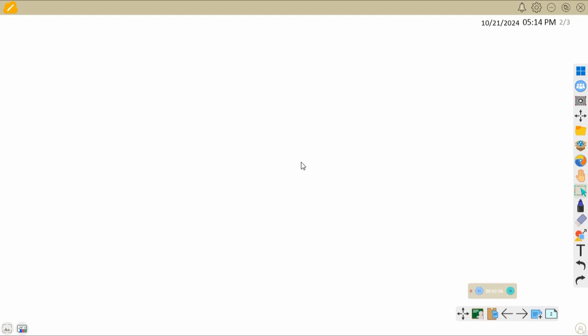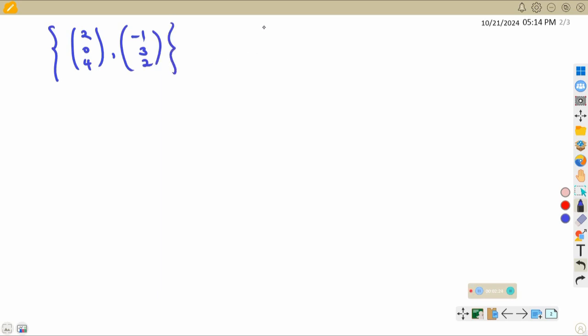So we are given the set of vectors, which we have 2, 0, 4, negative 1, 3, and 2. Then we also have 1, lambda, and 6. And they are telling us that this one here is in the span of this given set. So what does that one mean? It means that this one here can be written as a linear combination of these vectors. So if that is the case, let us look at the solution.